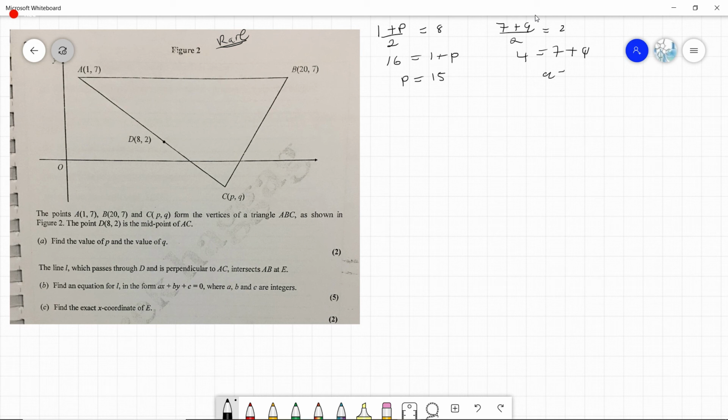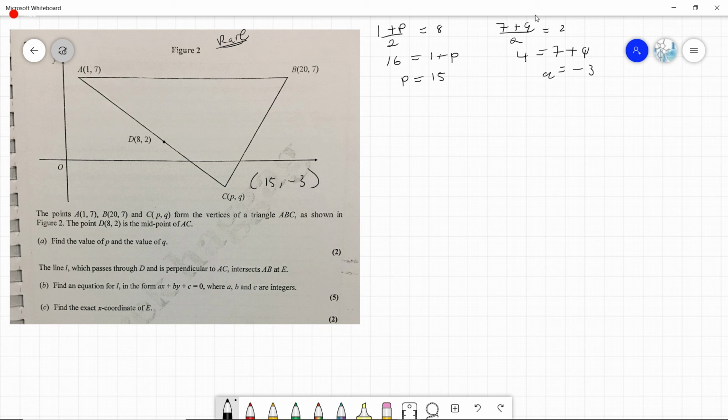Next one is 7 add Q divided by 2 is equal to 2. And 4 is equal to 7 plus Q, which gives me Q equals minus 3. We can check it: 7 add minus 3 is 4, and 4 divided by 2 is 2. Fantastic. So the coordinates of P and Q are: 15 is our x value, sorry, not 15, and minus 3 my y value. That's P and Q.